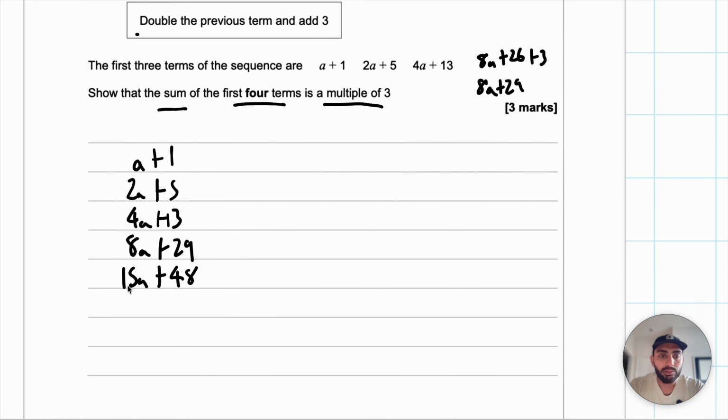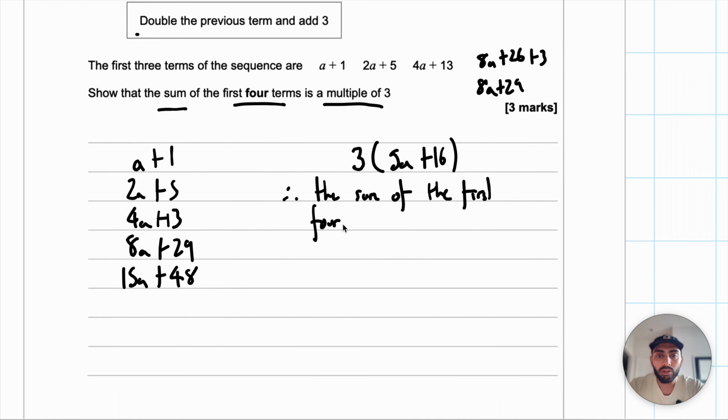Can I divide both of these by 3? 4 add 8 gives me 12. That's a multiple of 3, so that means it does divide by 3. So I can do 3 on the outside of the bracket. What multiplies by 3 to give me 15a? Or 15 divided by 3 is 5, so it's going to be 5a. And 48 divided by 3 is 16. This means that it will be a multiple of 3 because you're multiplying it by 3 always. Therefore, the sum of the first four terms will always be a multiple of 3.